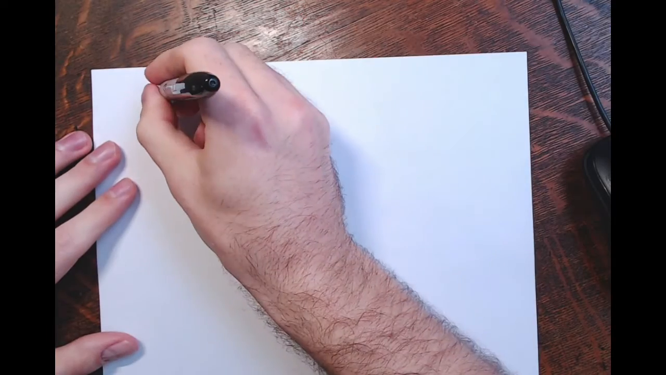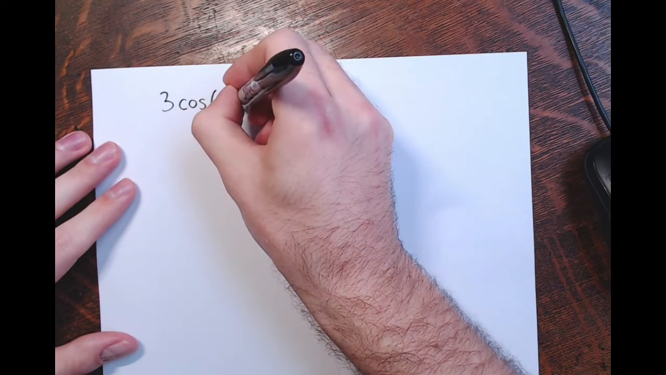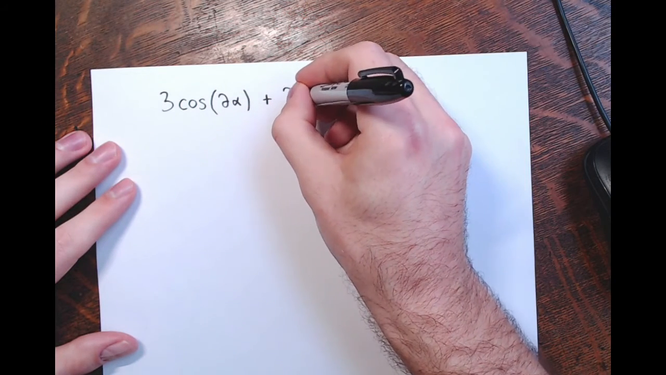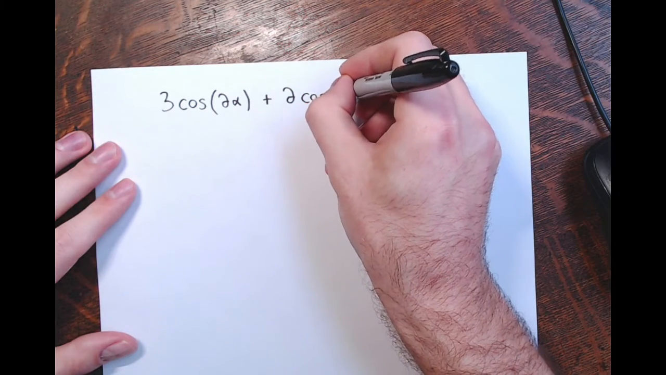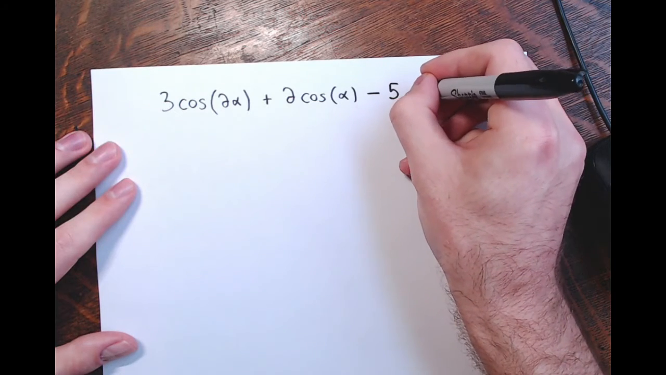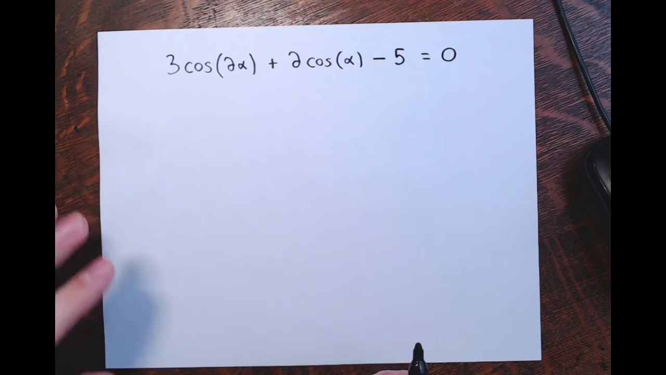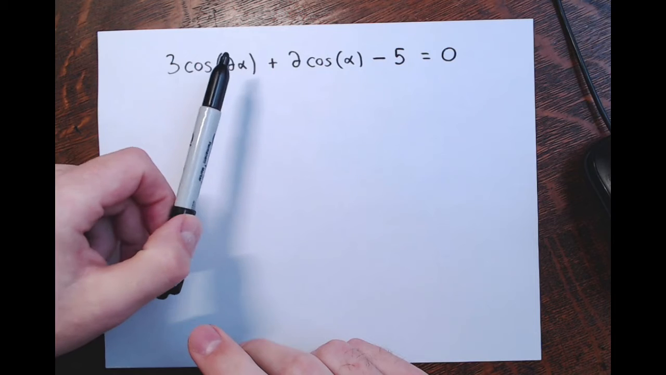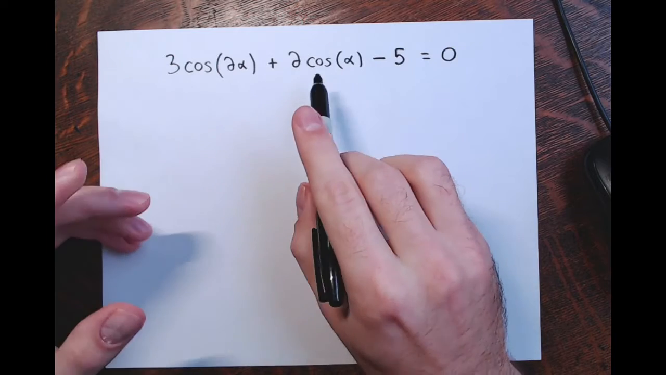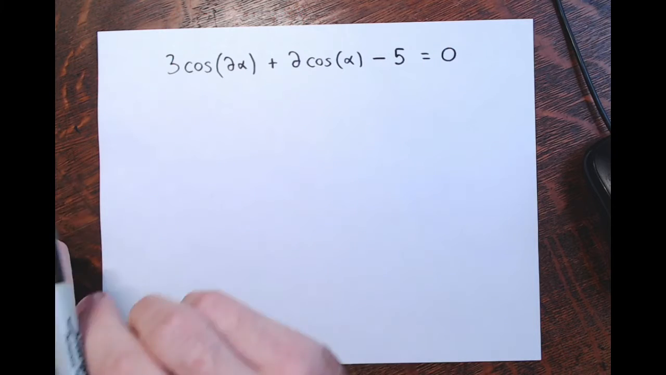So we're given here 3 times the cosine of 2 alpha plus 2 times the cosine of alpha minus 5 equals 0. Now, yes, there's only cosine, but they have different angle measures, so these are different values. The cosine of alpha is more than likely different than the cosine of 2 alpha.